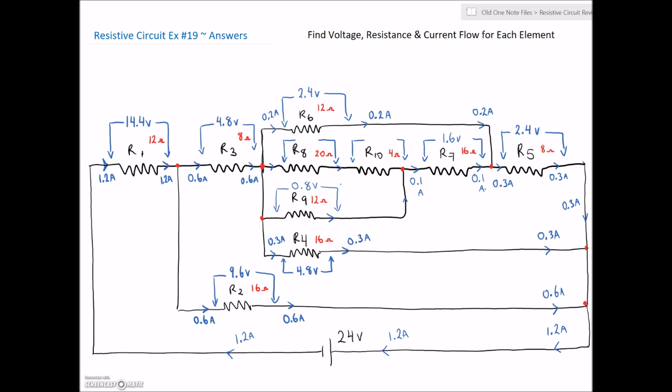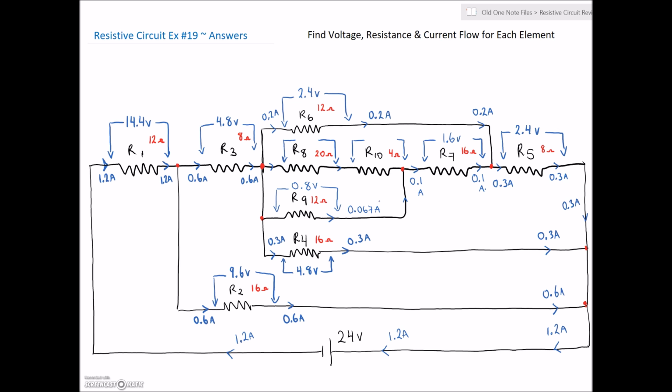Okay, so these two currents, the current through R9 and the current through 8 and 10, have got to sum to give us 0.1 amps, and then we can finish the sum off. So we have 0.8 volts. We're now going to divide by 12 ohms, and there's 0.0666 repeating here. Okay, so we got 0.067 amps through that portion of the circuit.